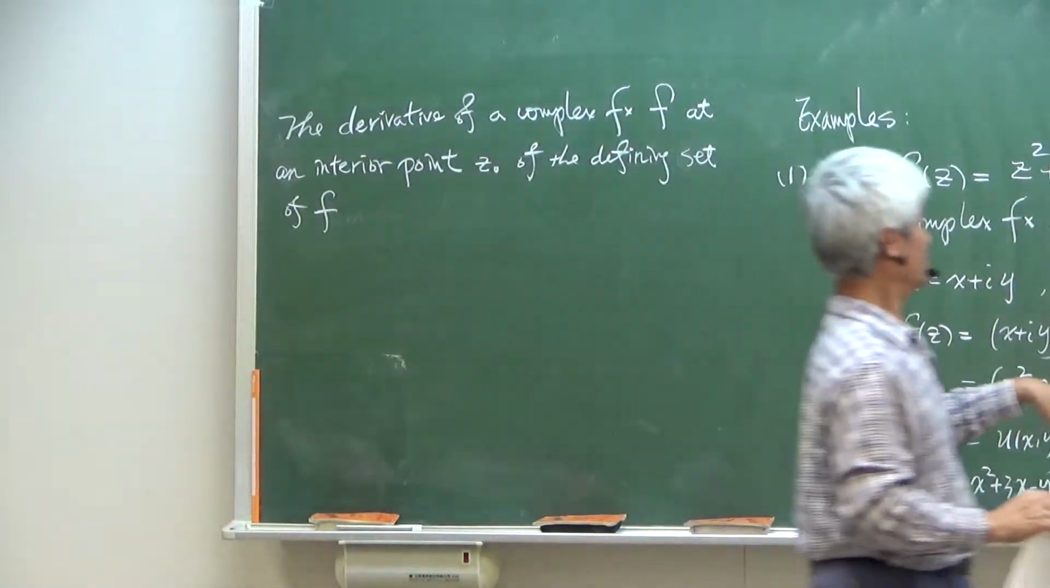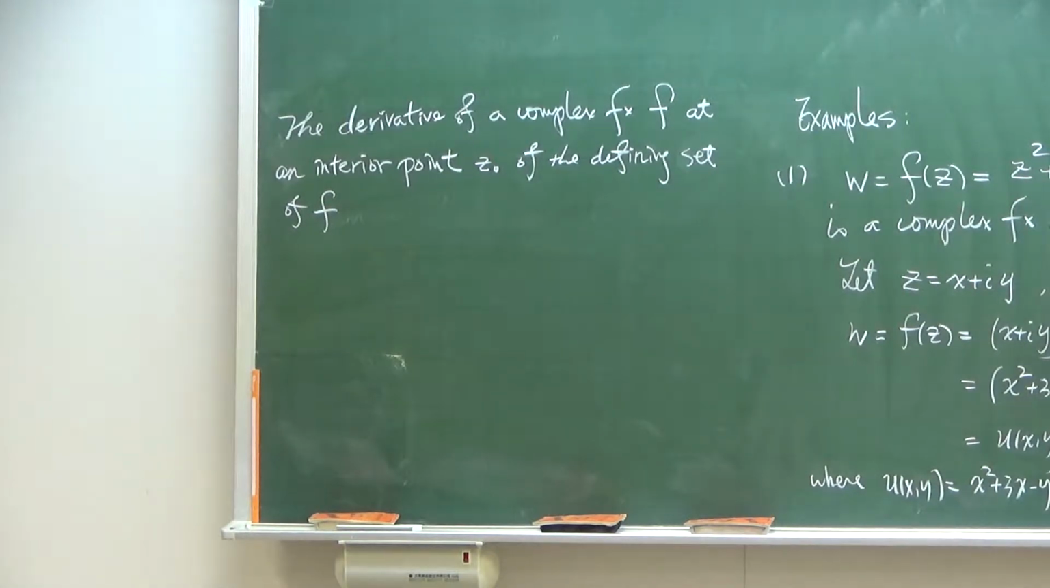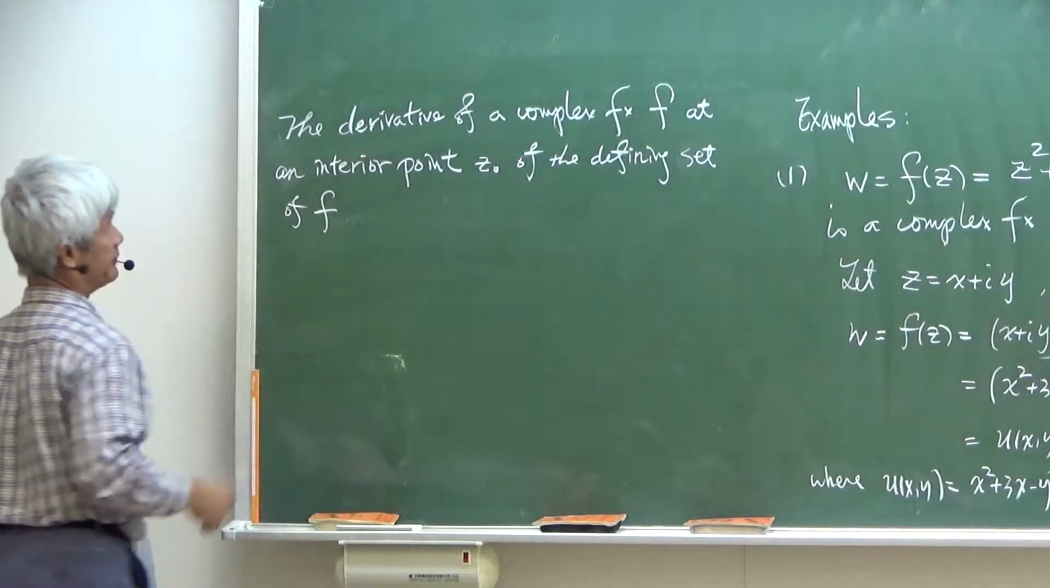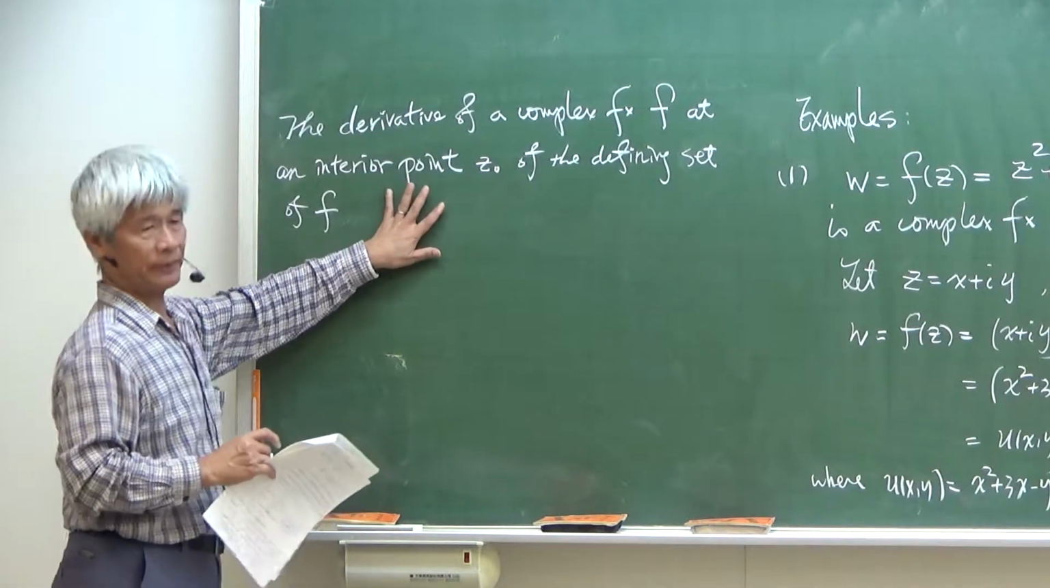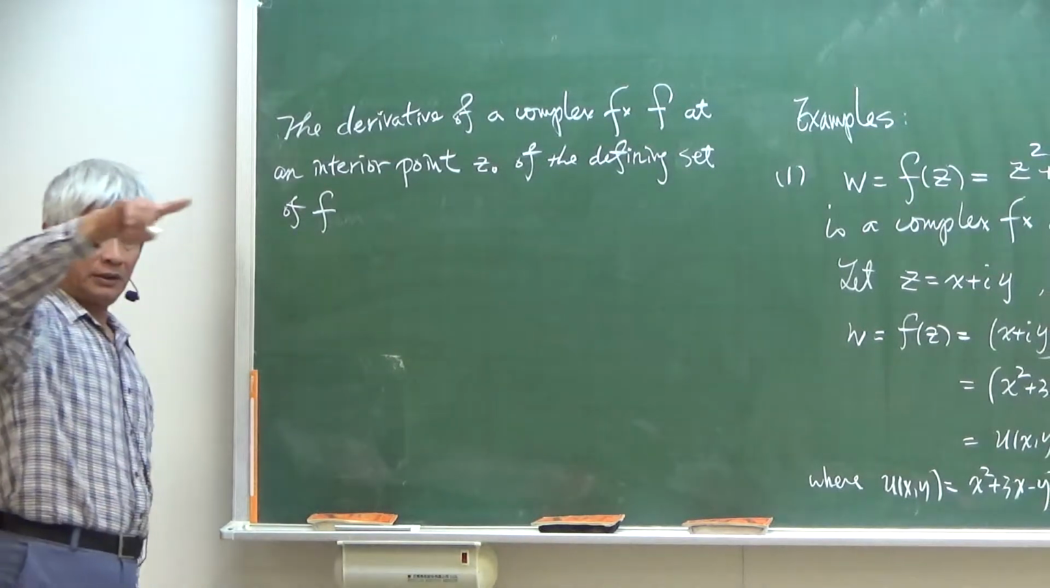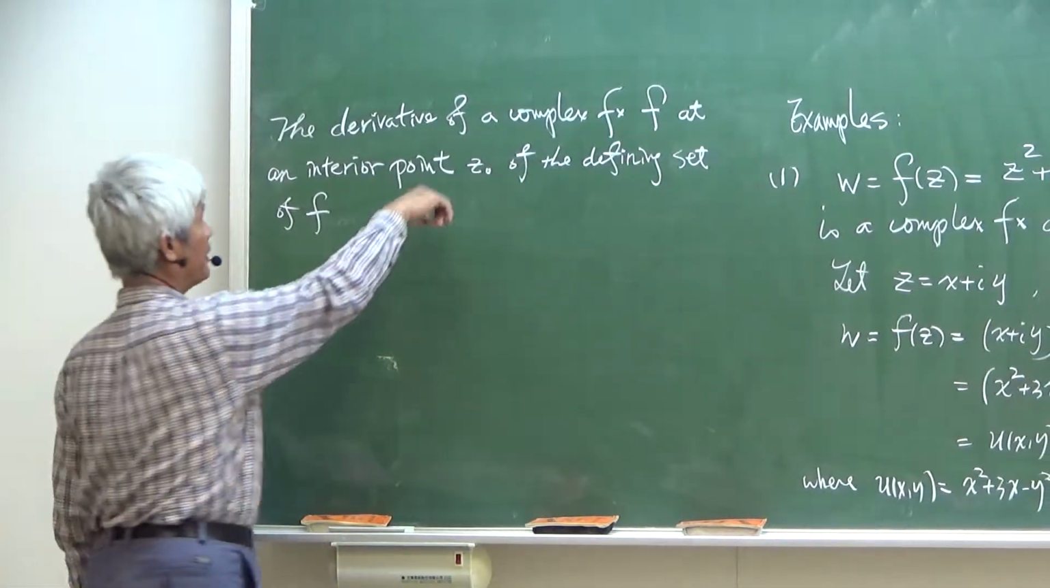For example, for this function, the defining set is the whole set of complex numbers. And for this other function, the defining set is the whole set of complex numbers, but you have to exclude 0 here. And we have to pick an interior point z0 because we need to use a neighborhood.